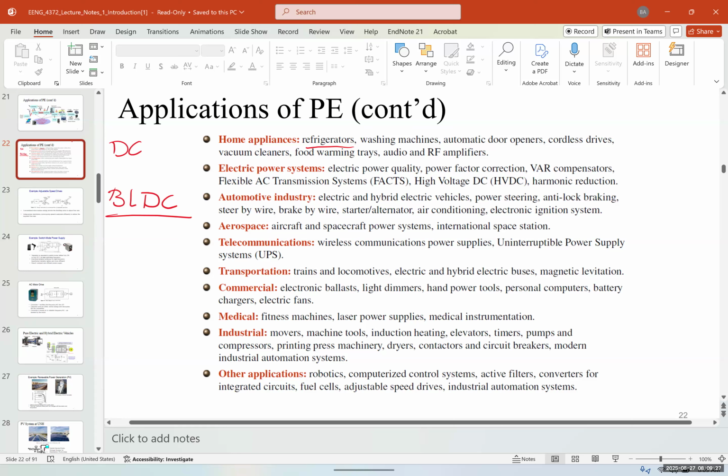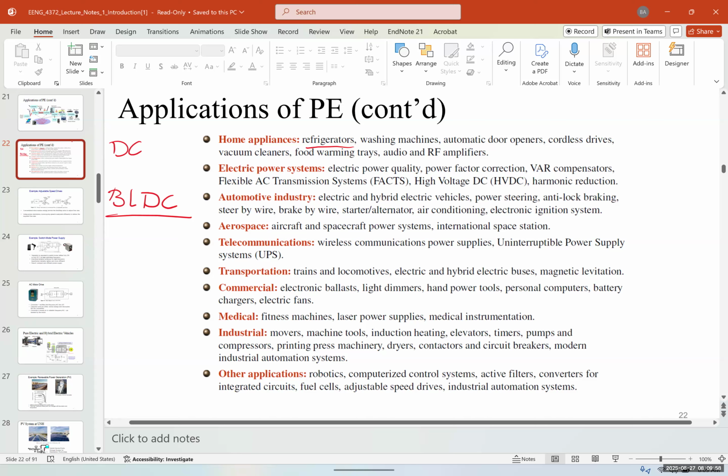Telecommunications: wireless communication power supplies, uninterruptible power supplies, or what we call UPS systems. And transportation: trains and locomotives, EVs, maglevs, and most recently these hyperloops use a lot of power electronic components.